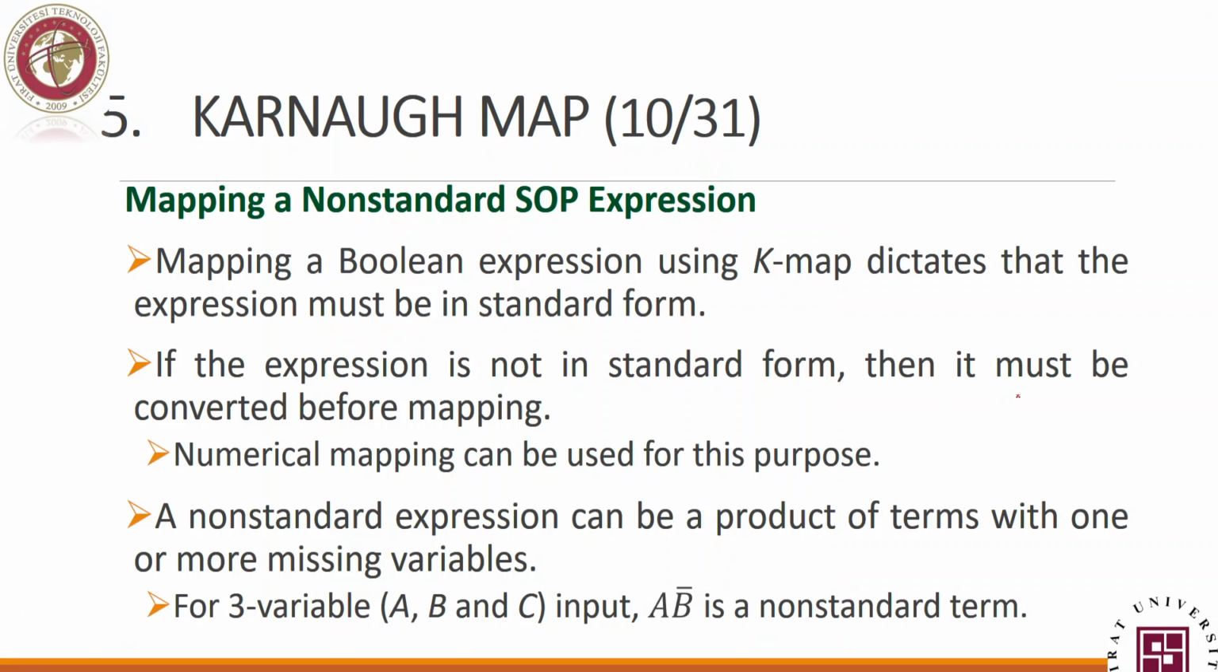Okay. Now, if we have a non-standard SOP expression, what does that mean? Let's say we are composing an expression of 3 variables, A, B, C. However, I find one of the components that is not A, B, C. I find it A, B only. C is missing. How will I solve this issue? I have to get it back to the standard form.